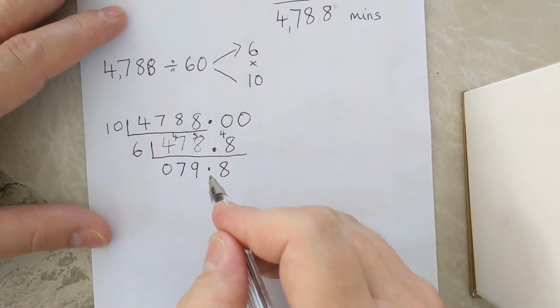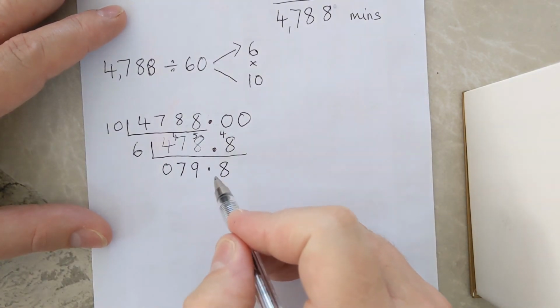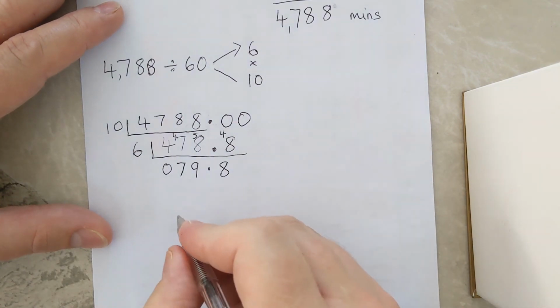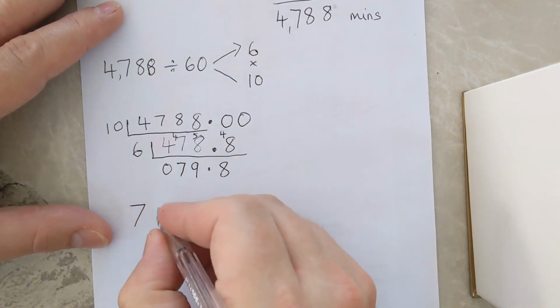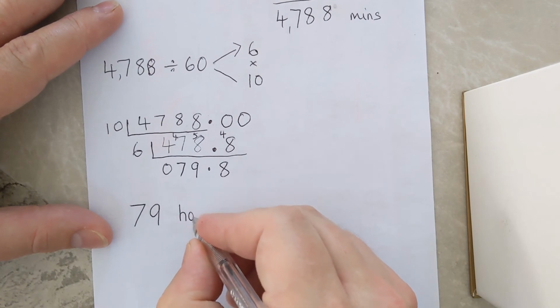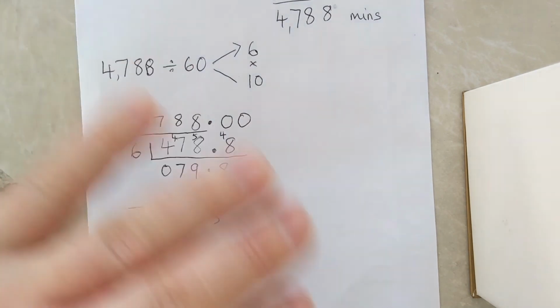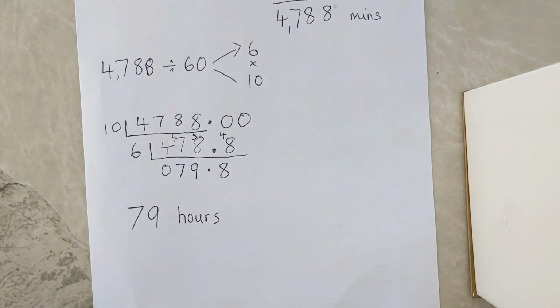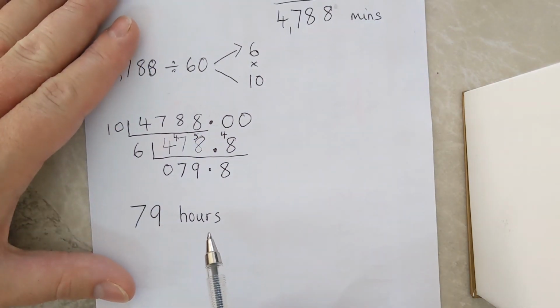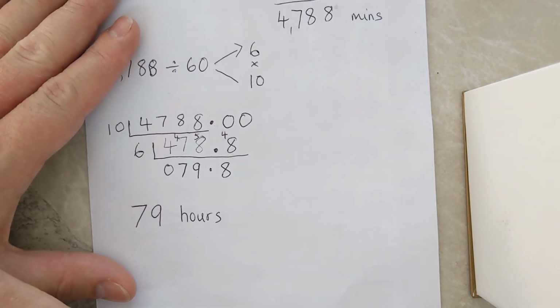But we would never say 0.8 hours. We'd say how many hours and how many minutes. So, 79 hours. And 0.8. Well, what is 0.8? Do you remember our fractions and decimals? 0.8 is 8 tenths. So, what's 8 tenths of an hour?